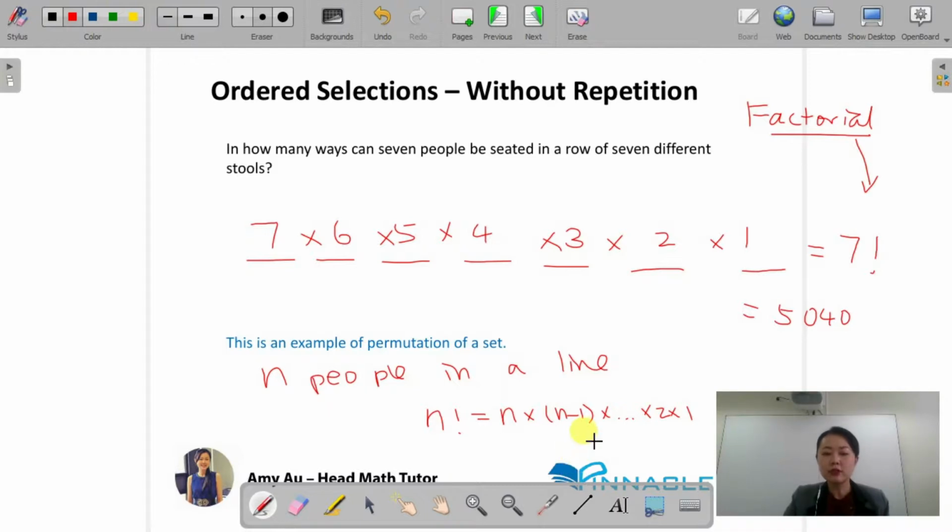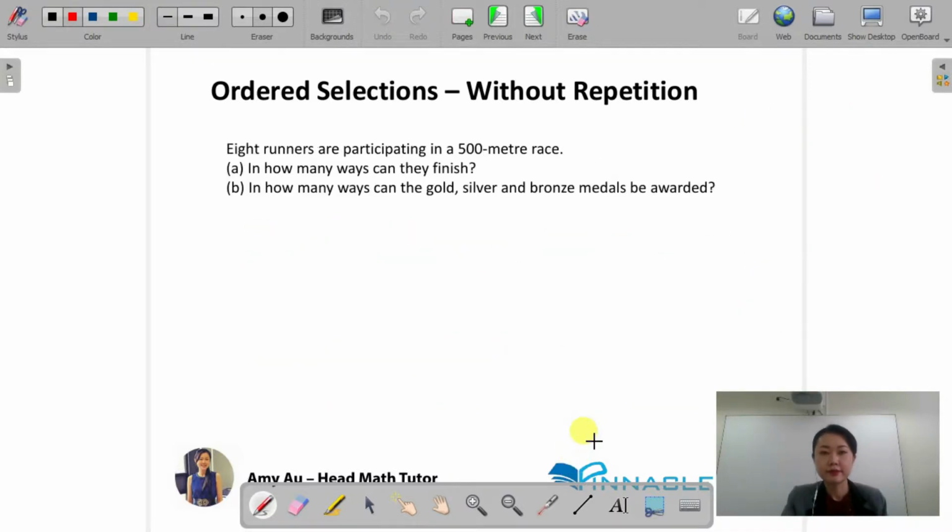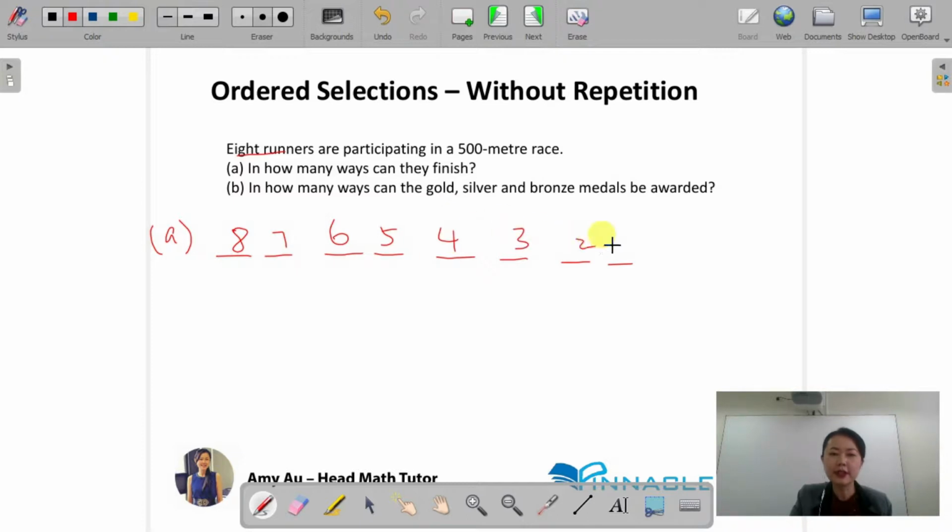All right, so let's take a look at the next example. Another one without repetition, just to sort of tie in all the concepts and show you everything. So the first one, 8 runners participating in a 500-meter race. In how many ways can they finish? All right, so in the first instance, basically you're using all 8 people, right? So you can think of this as 1, 2, 3, 4, 5, 6, 7, 8. So 8, 7, 6, 5, 4, 3, 2, 1.